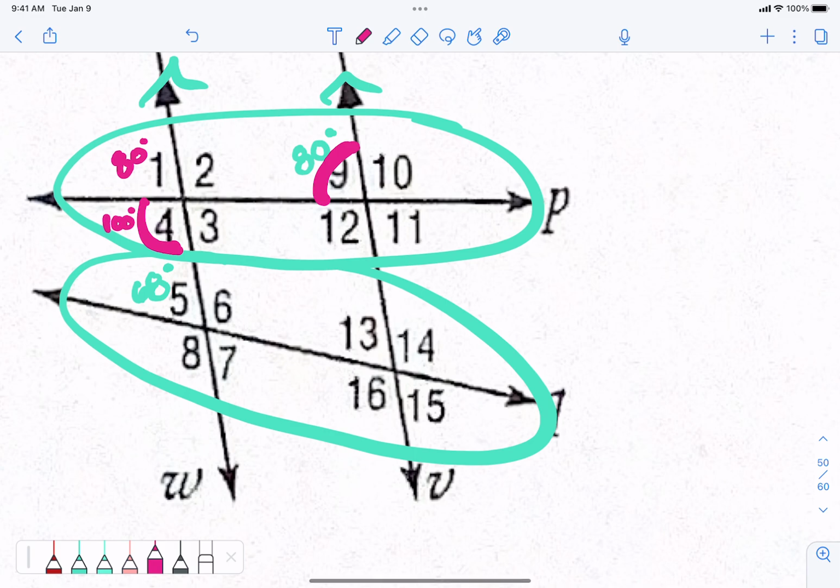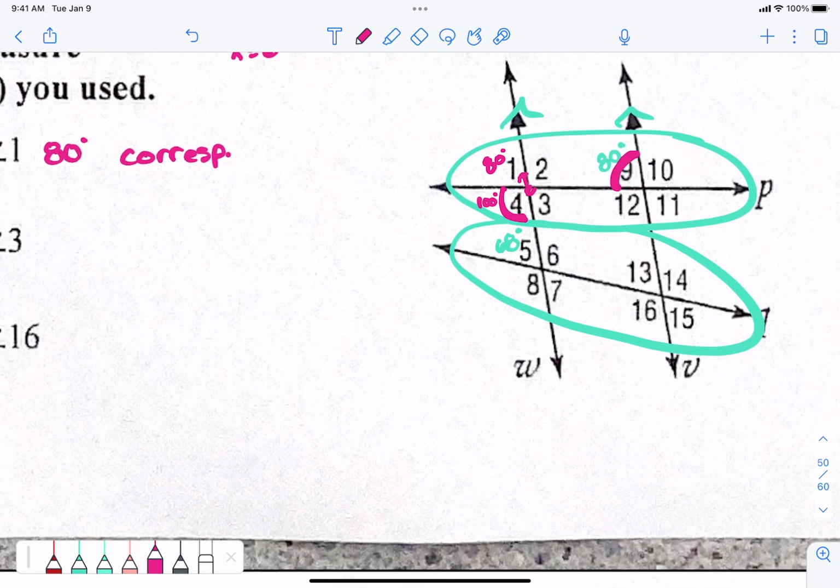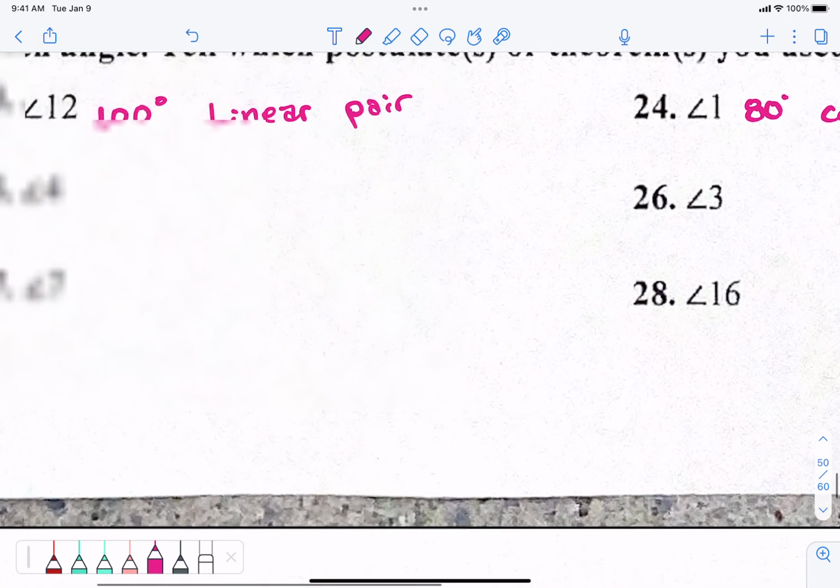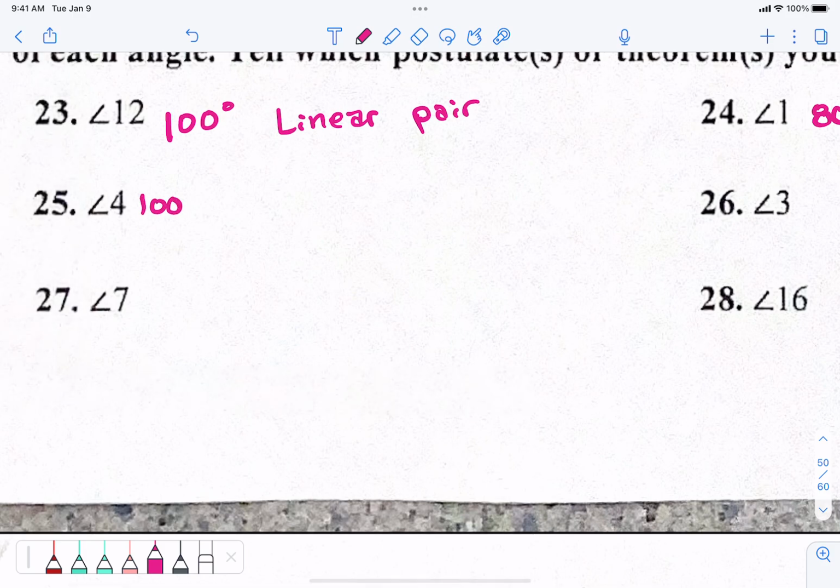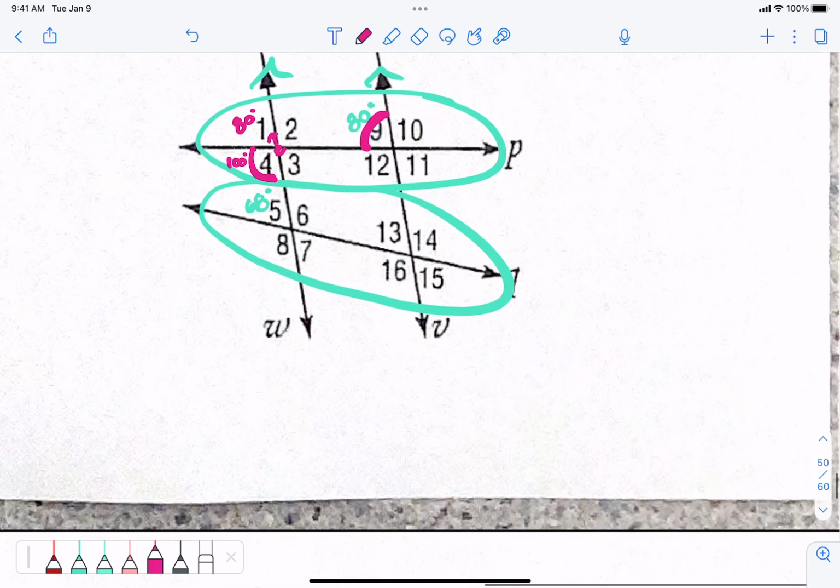But what is our justification for that? Linear pair? Should we just say it's a linear pair with angle 1? Yeah, sure, we can do that. That's kind of a weird one because you can't jump straight from angle 9 to angle 4. So we'll just say linear pair with angle 1. That's fine. Okay.